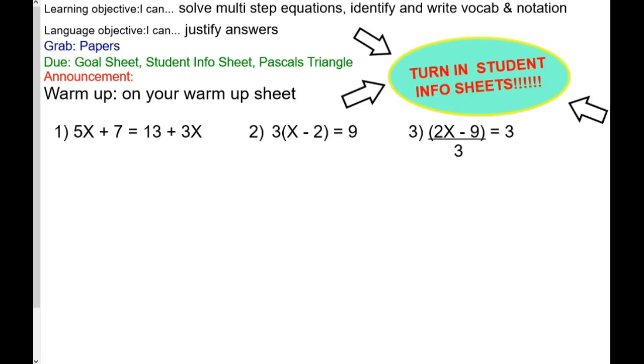So today's objective is you can solve multi-step equations. Yesterday we did two-step and we had a three-stepper, and today we're going to make sure we know some multi-step problems, finish up some vocab and notation notes. Okay, we'll have an assignment on Monday.